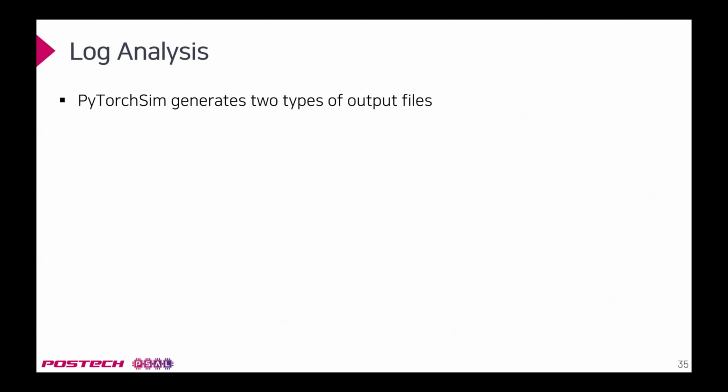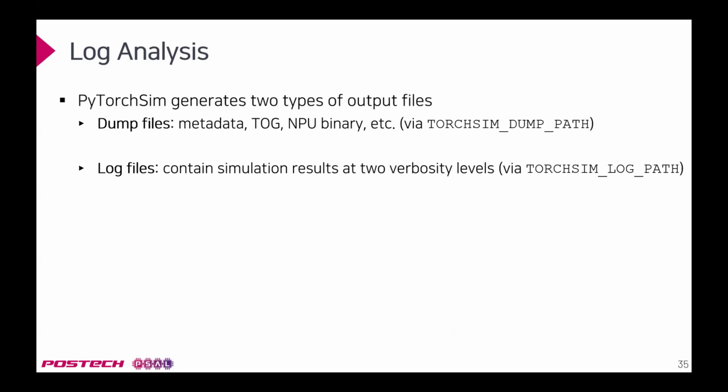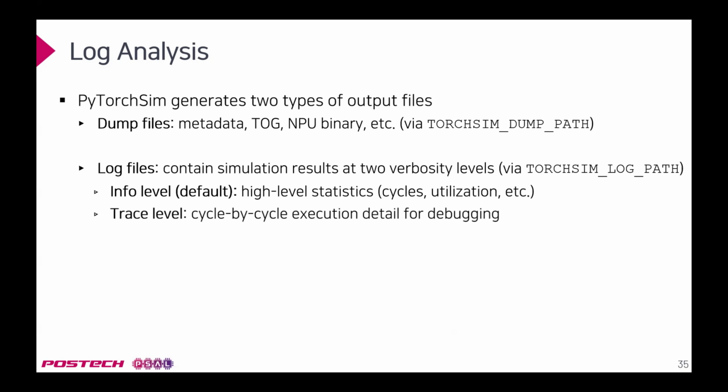Okay, let's move on. PyTorchSim produces 2 categories of output files. Dump files stored in TORCHSIM dump path contain all the intermediate files like TOG, binary, and so on. The log file stored in TORCHSIM log path contains the simulation result. There are 2 verbosity levels: info level, which gives you high-level statistics, and trace level, which records cycle-by-cycle execution events for detailed debugging.